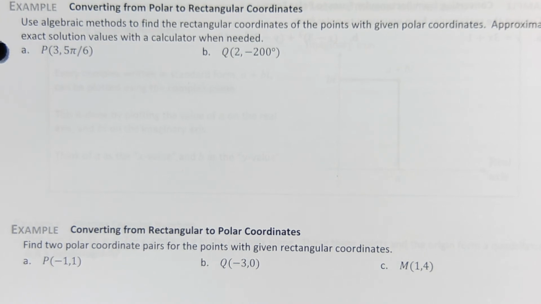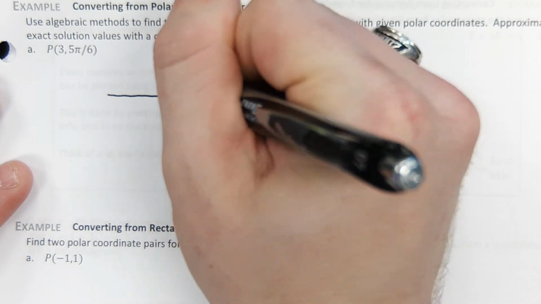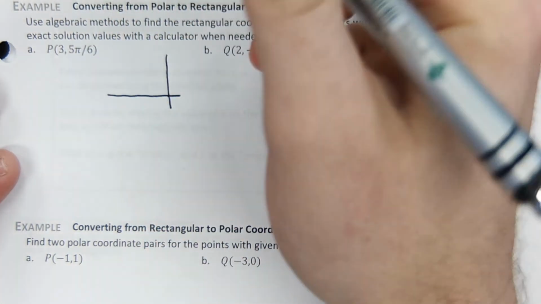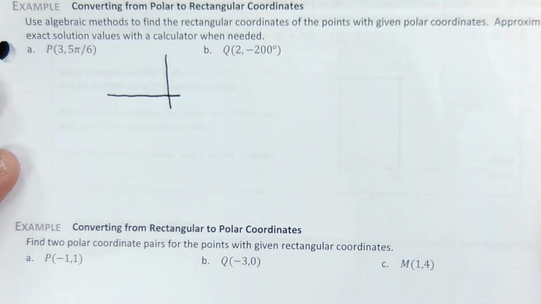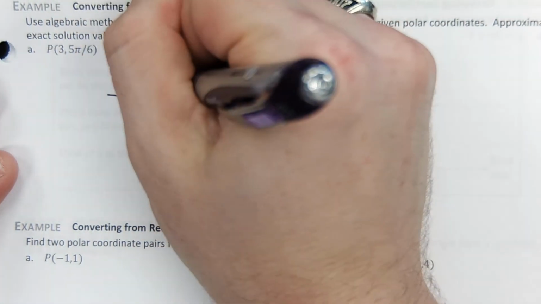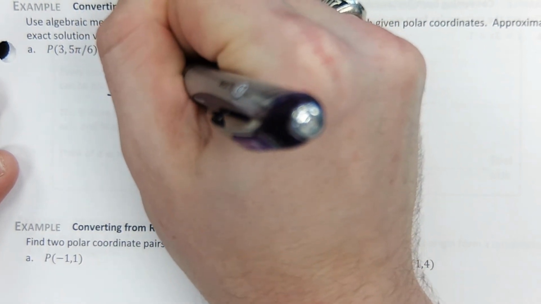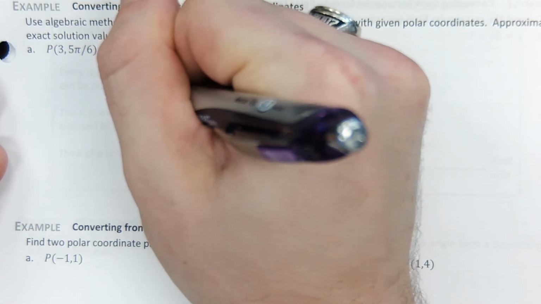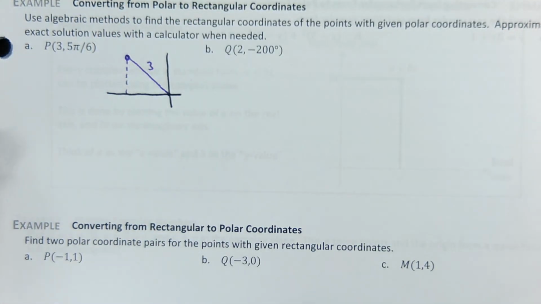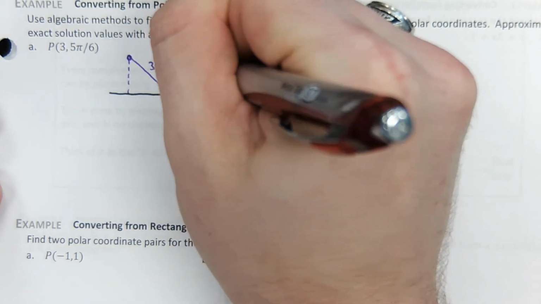Positive radius with an angle of 5 pi over 6. Which quadrant is that? Quadrant 2. Picture not drawn to scale. Never is. Trying to pick a good color. Positive radius. And we know that the angle is 5 pi over 6.